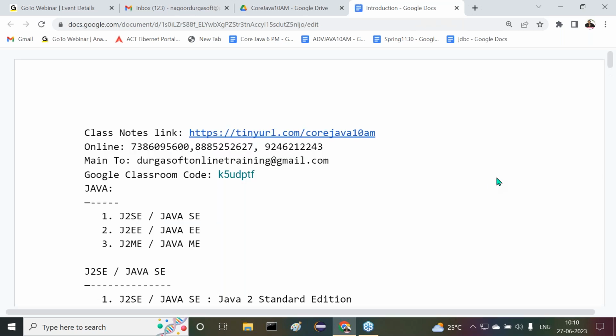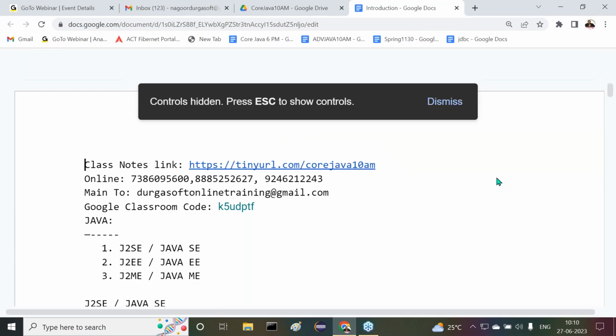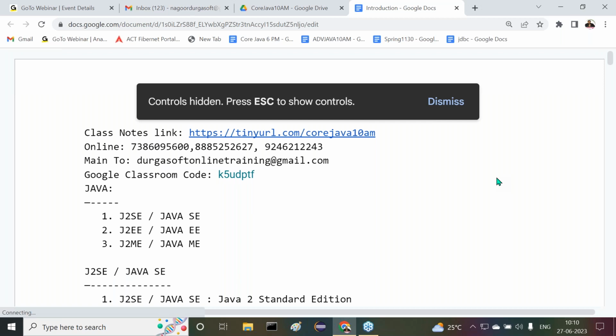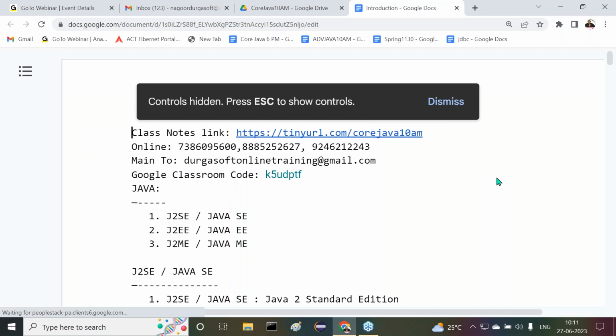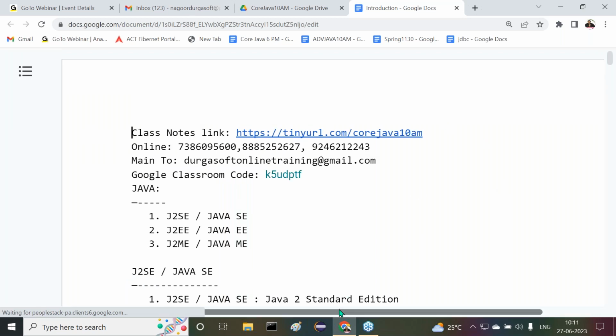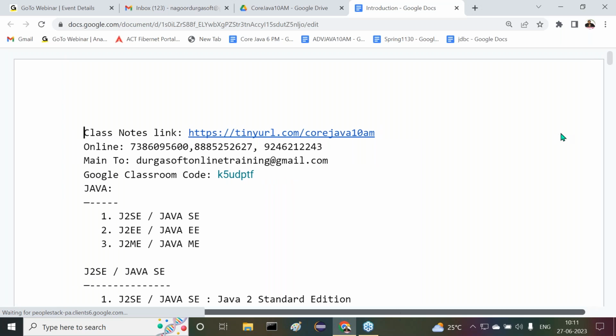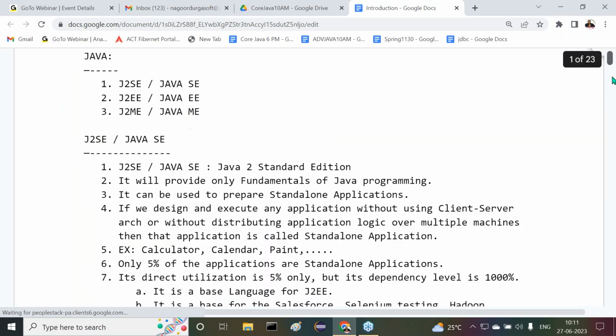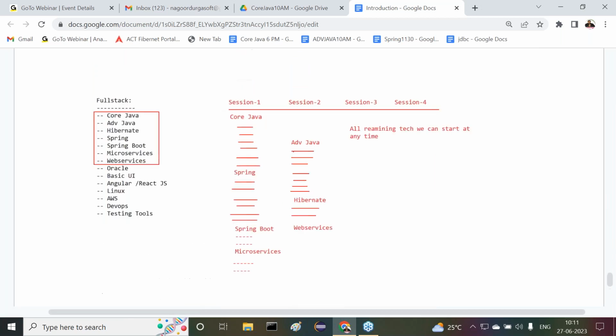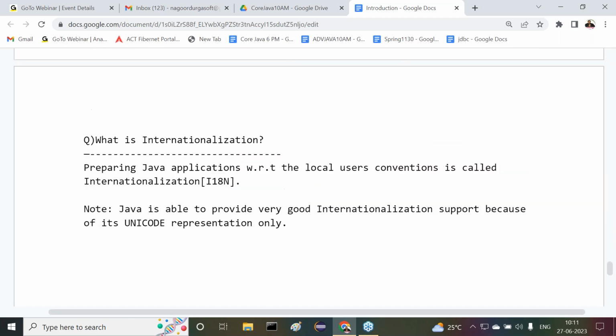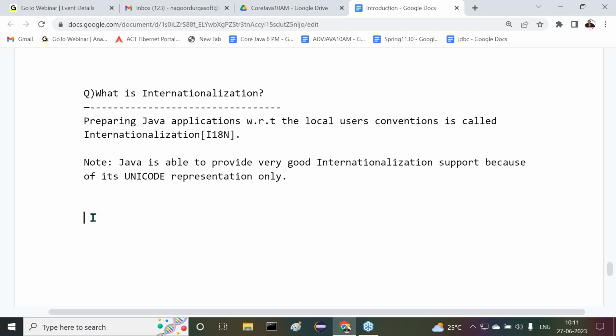In the last session, we completed the differences between Java and other programming languages. Now, today we are going to start the next topic in core Java. Still, we are in the introduction content only, but it is the next topic in the first unit, that is Java features.